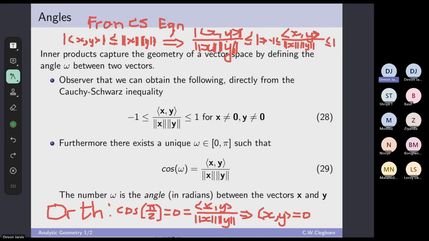From there, because we know that this value is between negative 1 and 1, and we also know that there is a unique mapping to little omega in the interval 0 to pi such that this is true, we can use this to define the angle. It's because this is bounded by negative 1 and 1.